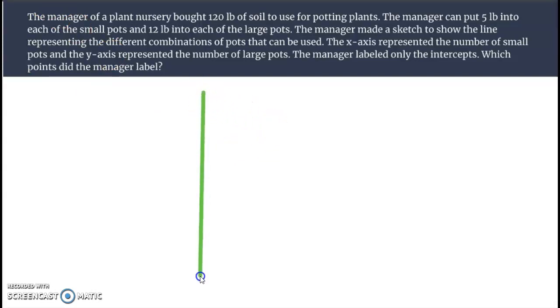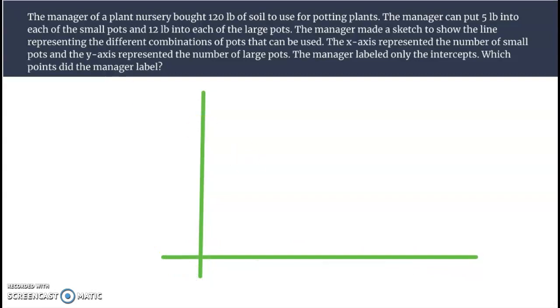rough sketch here of x and y axis. We'll use green because we are talking about plants. The y-axis is the large pots, and the x-axis was the number of small pots. Alright, now there's kind of two situations here to label only the x and y intercepts.